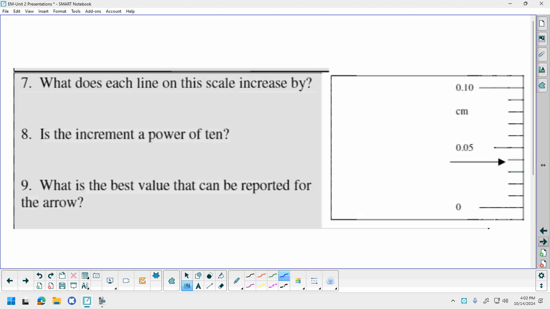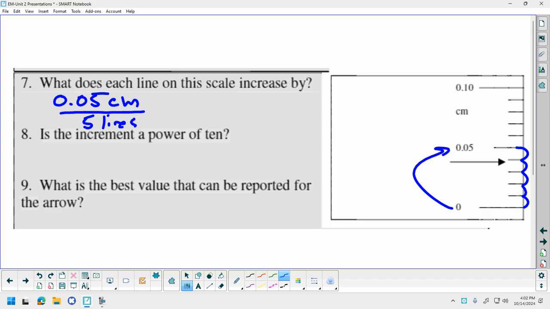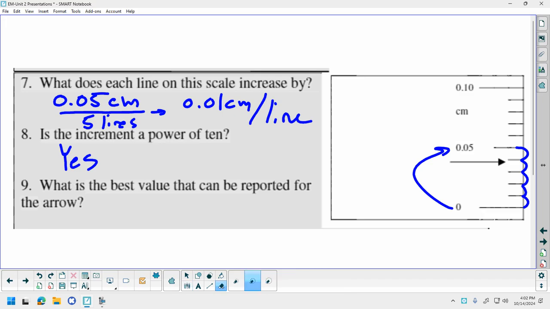And here's our last example. This time we're going from 0 up to 0.05. And this is centimeters. And we're going up by 1, 2, 3, 4, 5 lines. 0.01 centimeters per line. And so this is a power 10. Okay, we have 1 100th. So we're dividing by a power of 10, but it still makes it a power of 10 scale, which is going to allow us again to record our measurement and then add an extra value place.